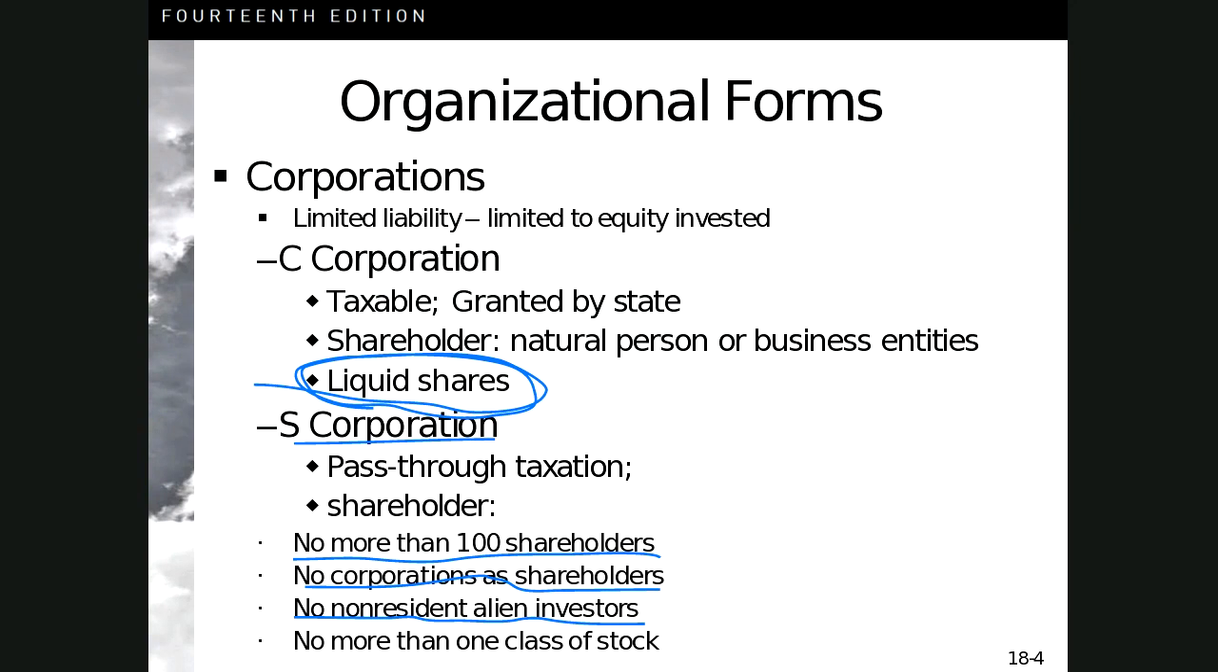Okay, so no more than one class of stock. Usually we talk about common stock, but for smaller private companies, they can also have common stock that doesn't have voting rights. They can have preferred stock that has voting rights. You can basically structure it any way you want. You can structure many different classes, but for an S corp, you can only have one class of stock.